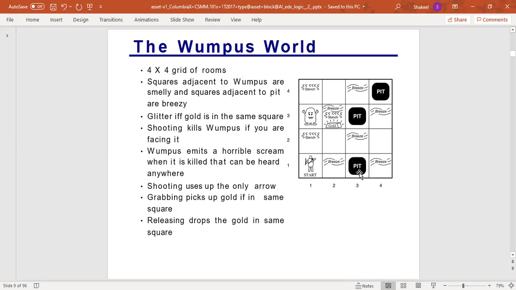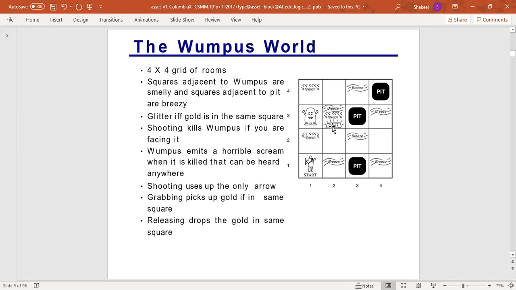So we have an agent that starts at room 1-1, and the mission of the agent is to navigate in this environment, or the cave, without being eaten or falling into a pit. There is some reward. It is possible for the agent to discover some gold, get it, and get out of the cave. So there are some other components that help the agent navigate in the cave.